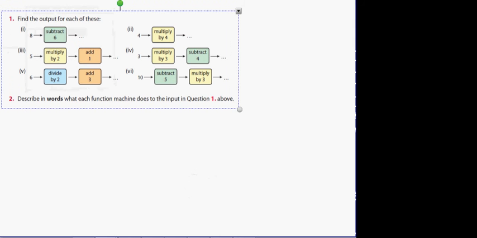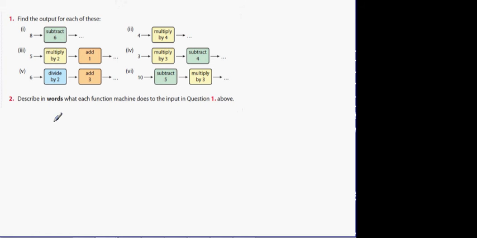Exercise 19.1, question 1. Now, we're not necessarily being asked to do question 1 here, I was actually asked to do question 2. Describe in words what each function machine does to the inputs. 6 gets taken away from the inputs. That's the answer for part 1. 6 gets taken away from the input.